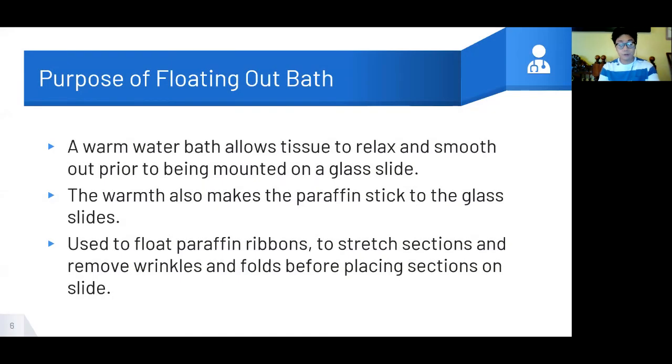Purpose of floating out bath. A warm water bath allows tissue to relax and smooth out prior to being mounted on a glass slide. The warmth also makes the paraffin stick to the glass slides. It is used to float paraffin ribbons, to stretch sections, and remove wrinkles and folds before placing sections on the slide.